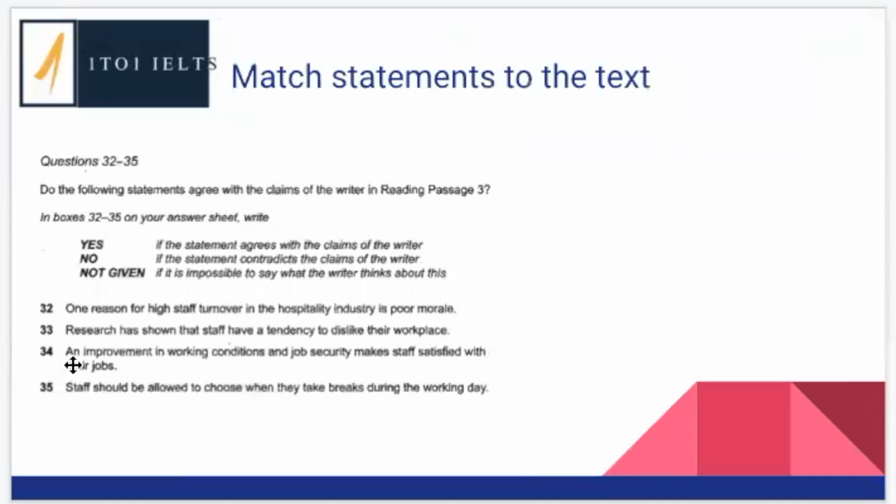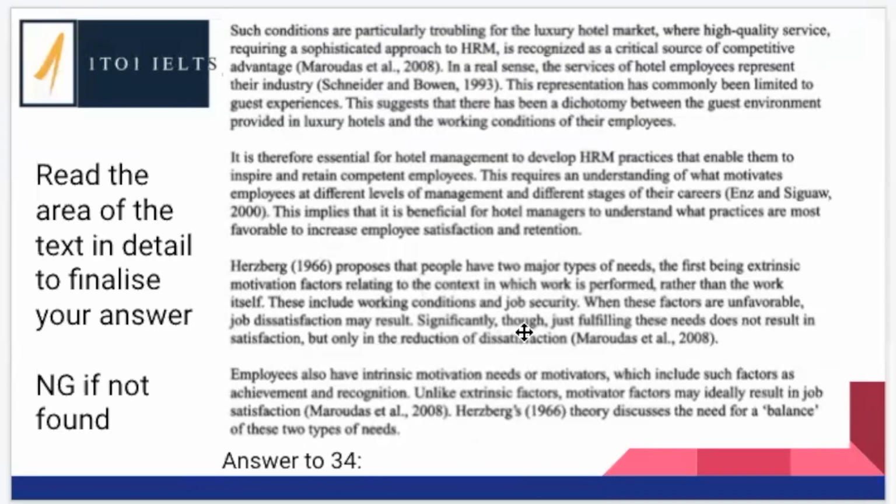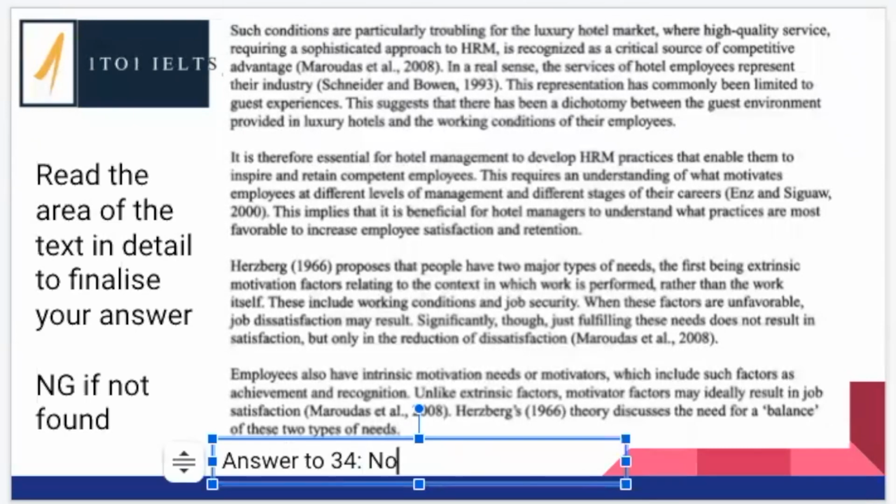Let's quickly go back to our question. An improvement in work conditions and job security makes staff satisfied. So we're looking at improving them, not at what makes them unsatisfied. Significantly though, just fulfilling these needs does not result in satisfaction, only a reduction in dissatisfaction. By fulfilling the needs for working conditions and job security, it does not result in satisfaction. So what is our answer? No. Okay, so we've got 3 of our 4 answers so far.